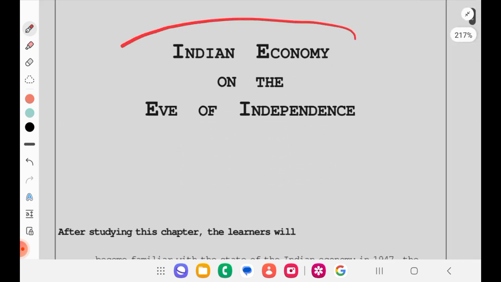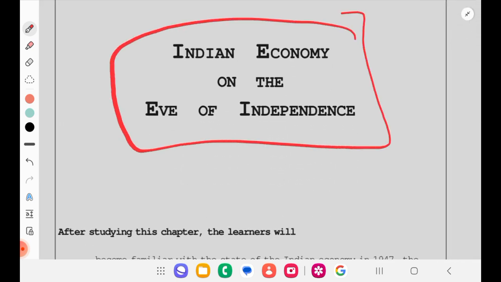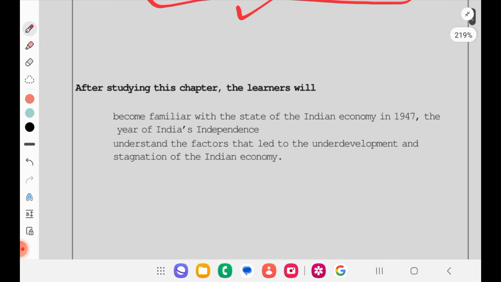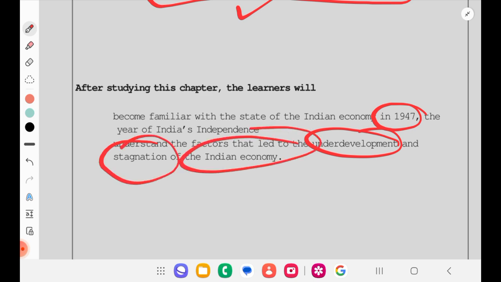So, Indian economy on the eve of independence. After studying this chapter, the learners will become familiar with the state of the Indian economy in 1947, the year of India's independence, and understand the factors that led to the underdevelopment and stagnation of the Indian economy.